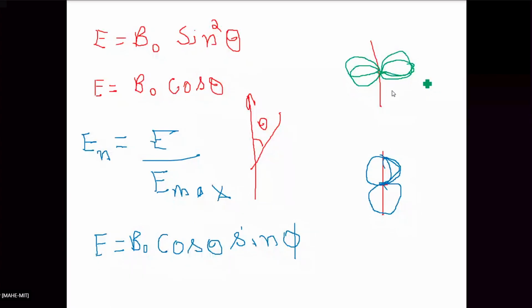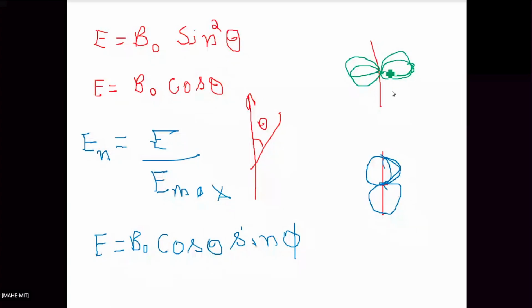Now, what is the direction of maximum radiation here? Sin squared theta. Same, 90 degrees. Direction of maximum radiation is 90 degrees. Direction of null is 0 degrees and 180 degrees. Direction of null means 0 amplitude.